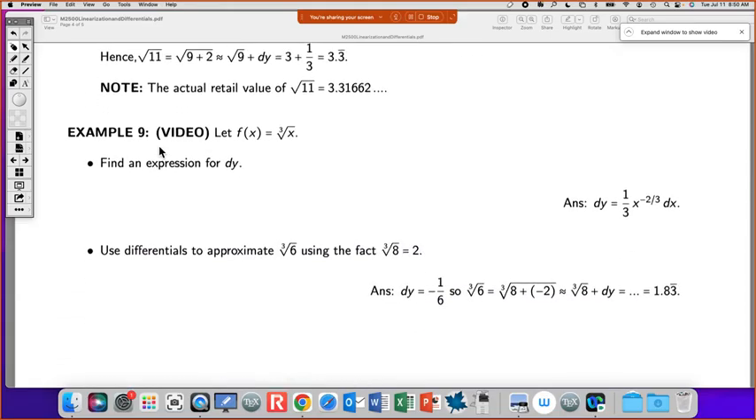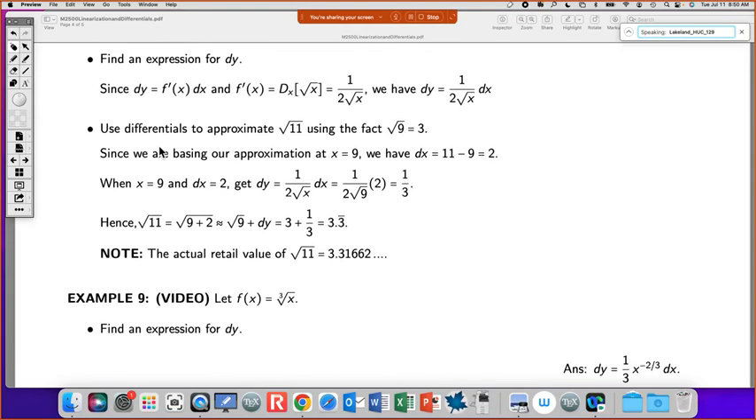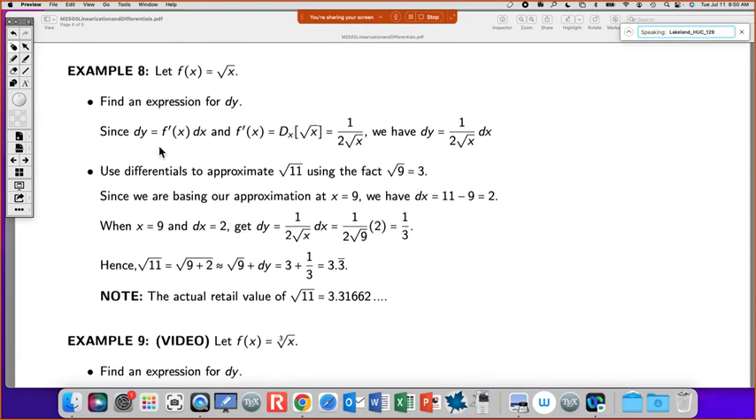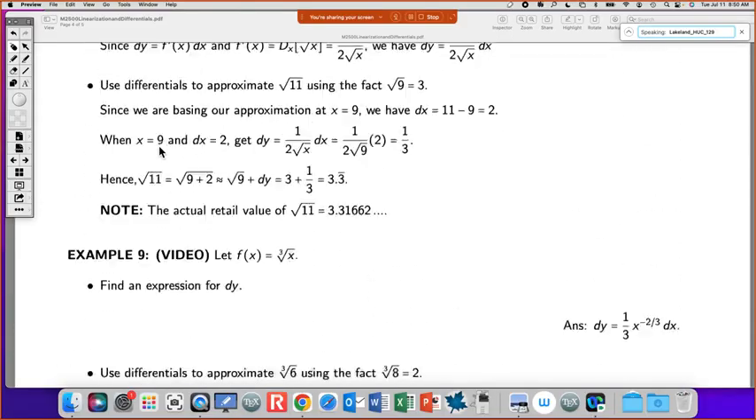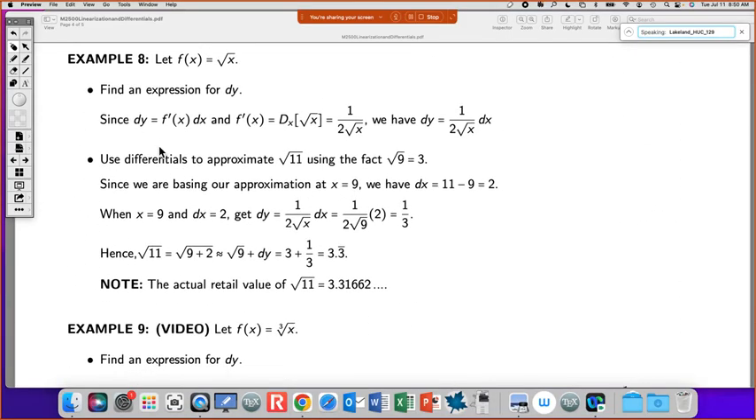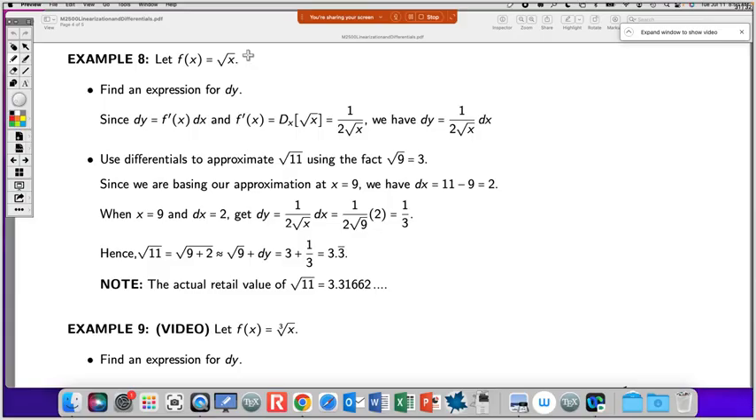All right, example 9 is a video. Oh, let's do example 8, and then example 9 is a video. So example 8 says, let f of x equal the square root of x. Find an expression for dy. Use differentials to approximate root 11, knowing the fact that root 9 is 3.